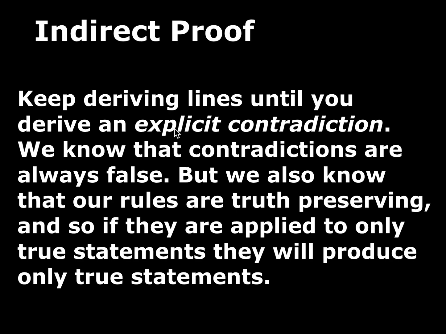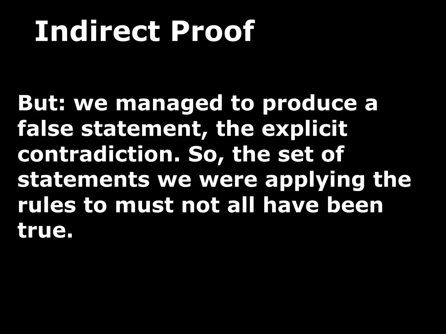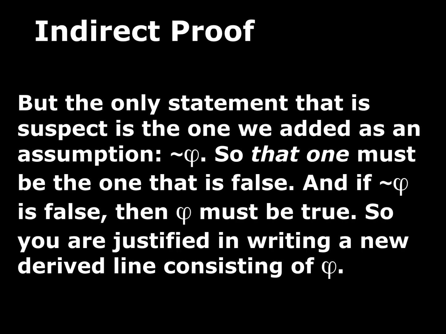But if you derive an explicit contradiction, remember, we know contradictions are always false. And we also know that the rules are truth preserving. So if the rules are applied to only true statements, they will produce only true statements. But we produced something false, right? A contradiction is false. So something we were applying the rules to can't have been true. And the only culprit is the assumption that we threw up there. We're not questioning the premises, but we did just throw that assumption up there. That is then the thing that has to be false. Okay? And because not phi has to be false, phi must be true.